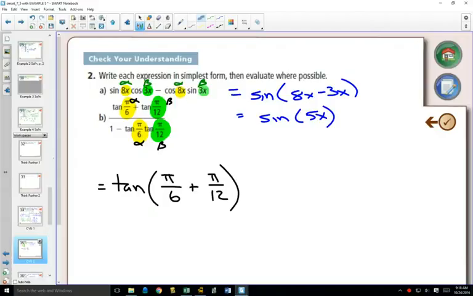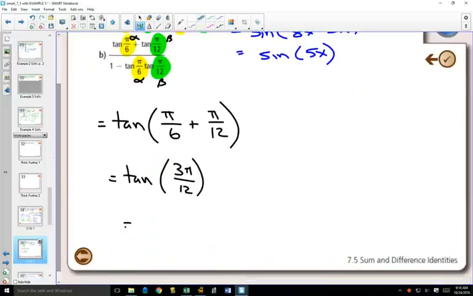Now how do you add pi over 6 plus pi over 12? You need to have a common denominator, which would be over 12. It'll be 2 pi over 12 plus 1 pi over 12, which is 3 pi over 12. Does that simplify? To what? Tan of pi over 4. And what is tan of pi over 4? 1. So that one you could evaluate. And all of those calculations together will simplify and just be 1.